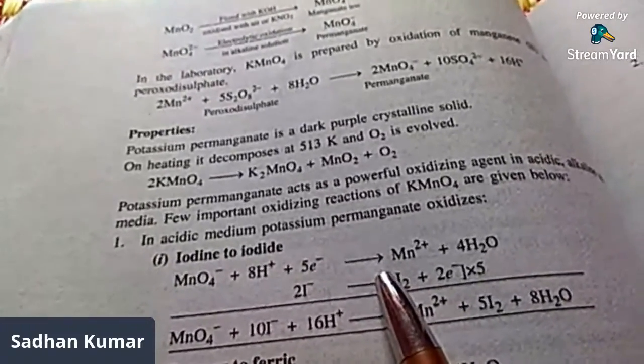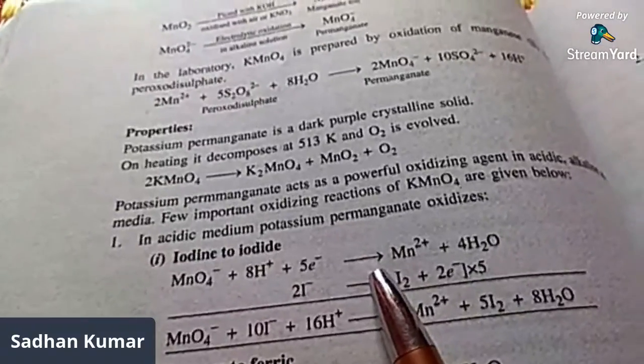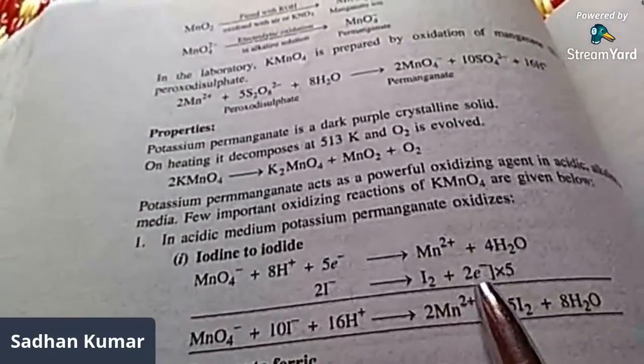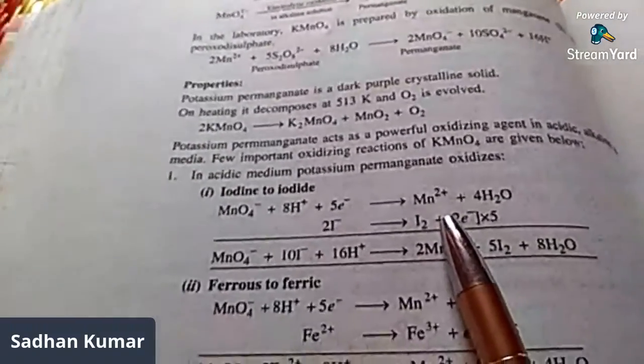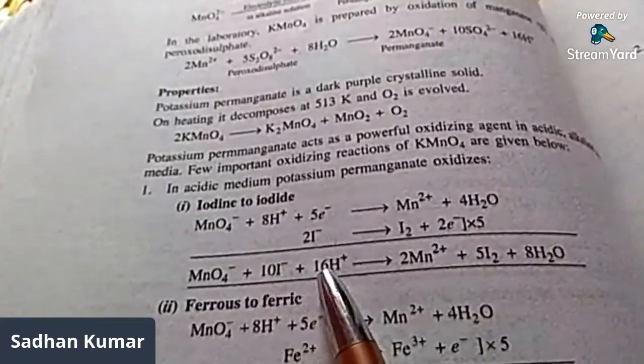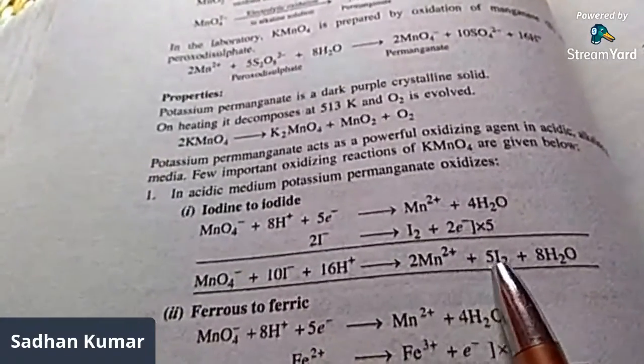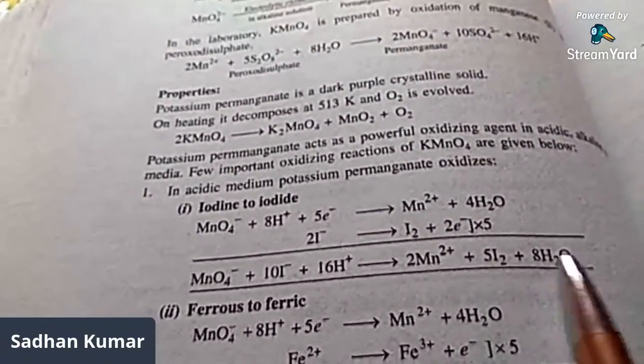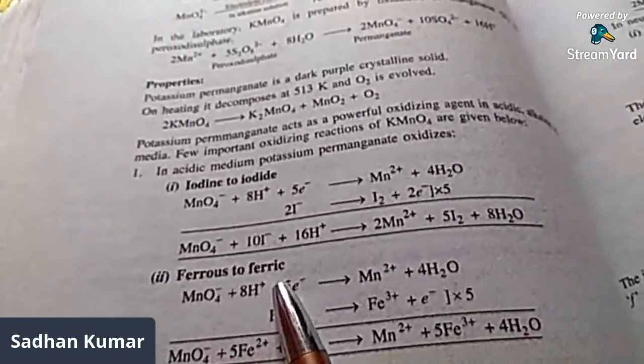So what is the reaction? We are taking potassium permanganate and we are taking iodide salt. The iodide salt will give you iodine gas. After that, the permanganate ion on reacting with iodide in the presence of hydrogen ion gives MnO2 plus iodine plus water.